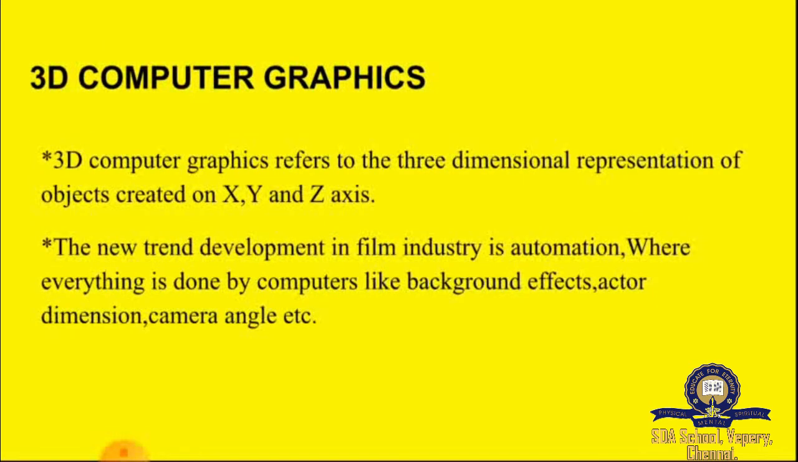3D computer graphics refers to the three-dimensional representation of objects created on X, Y and Z axis. The new trend development in film industry is automation, where everything is done by computers like background effects, actor dimension, camera angle, etc.